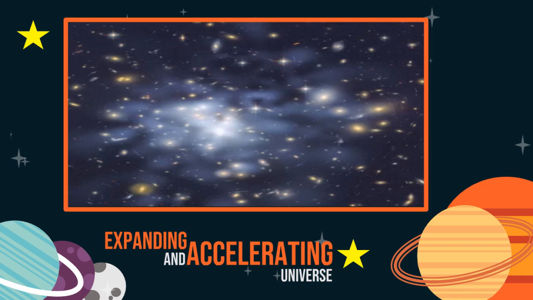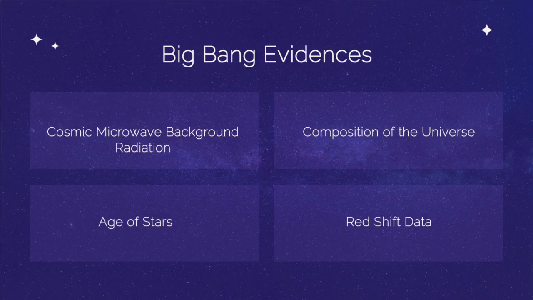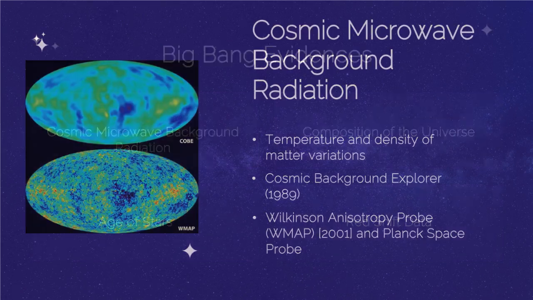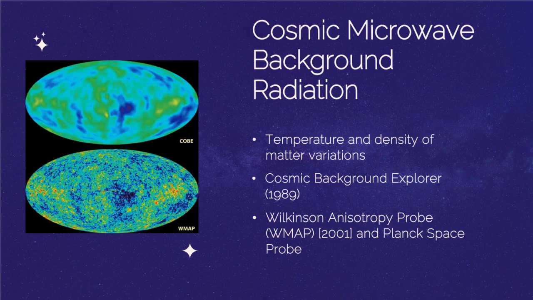There are several independent pieces of evidence that support the Big Bang theory. These are the evidences: cosmic background radiation, composition of the universe, age of stars, and redshift data. The first evidence we have is the cosmic microwave background radiation.